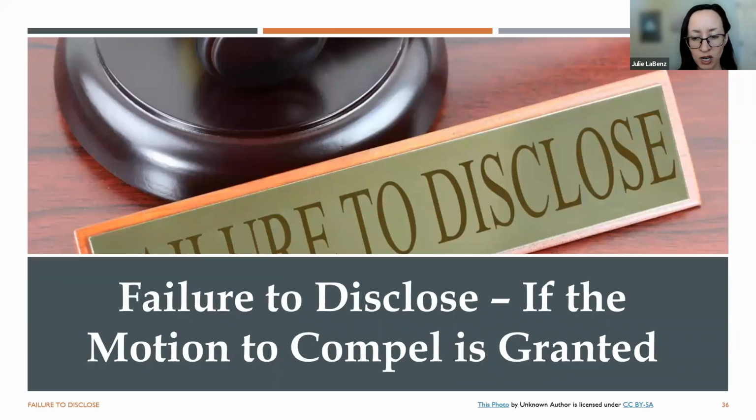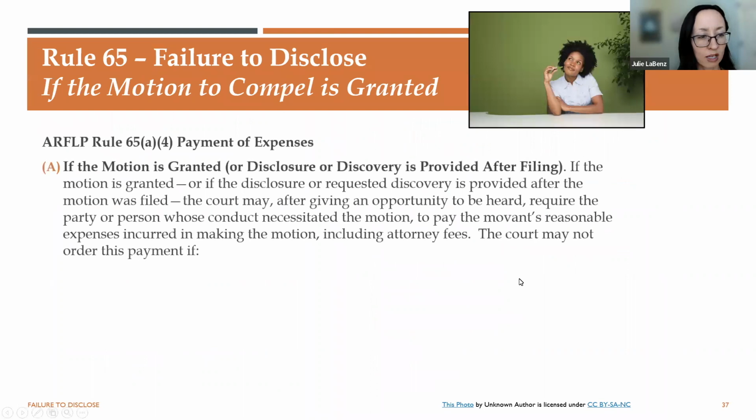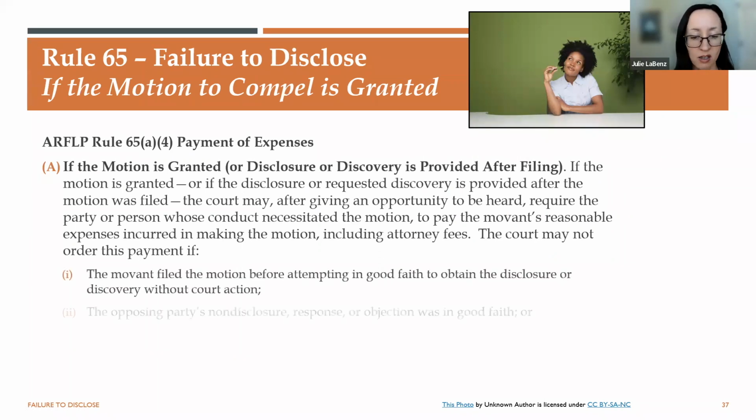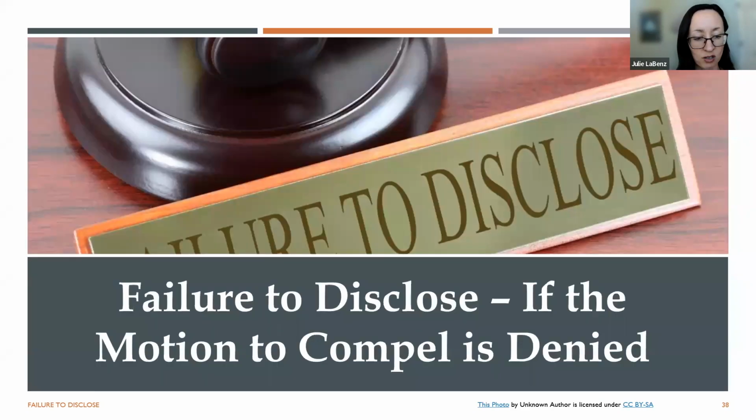All right, so let's look at what happens if the motion to compel is granted. If the motion is granted, or if the disclosure or requested discovery is provided after the motion was filed, then the court has to give both sides an opportunity to be heard, but then can require the party or person whose conduct necessitated the motion to pay reasonable expenses of the moving party, unless there was no good faith attempt to resolve it prior to filing the motion, or the opposing party's objection or non-disclosure was in good faith, or other circumstances make an award of expenses unjust.